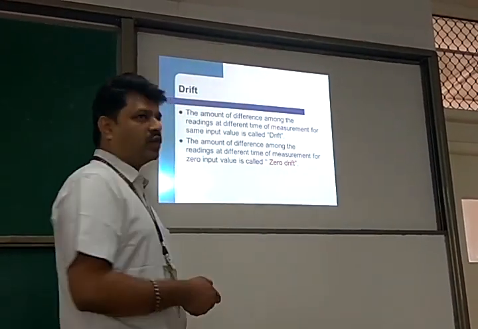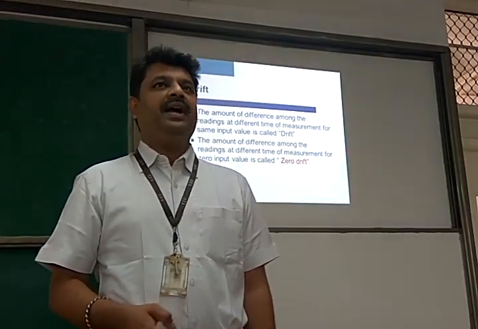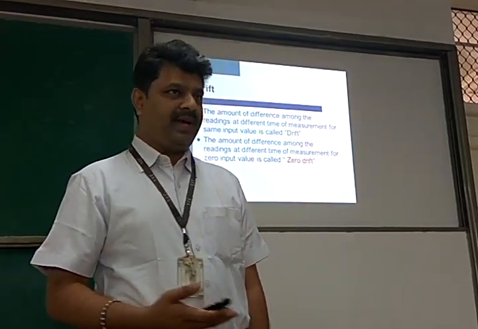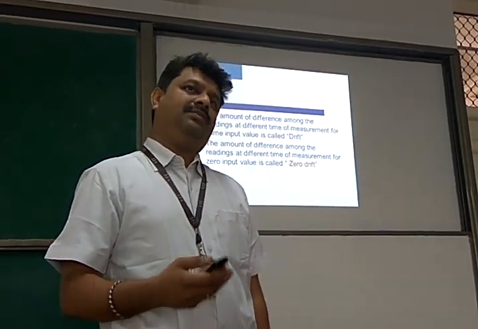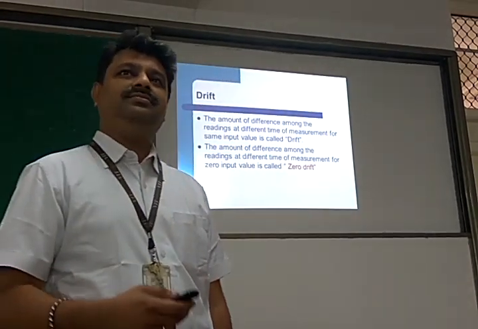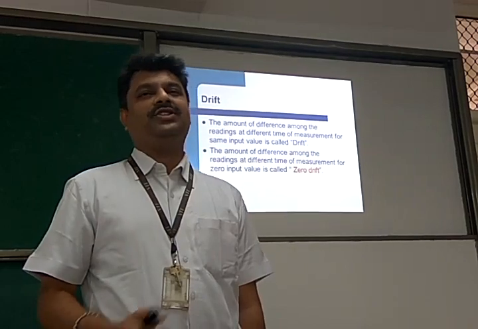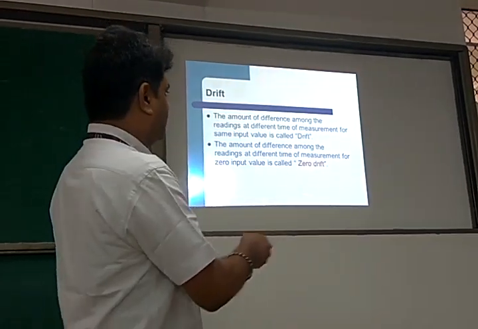And then, what is meant by drift? The deviation from the actual value. Normally the instruments may have zero drift, and that is the difference between the reading when no input is given. If the instrument shows some reading, that's called zero drift. I think last class we stopped somewhere here.